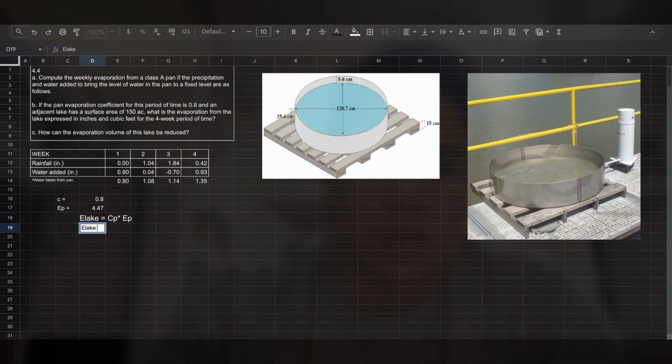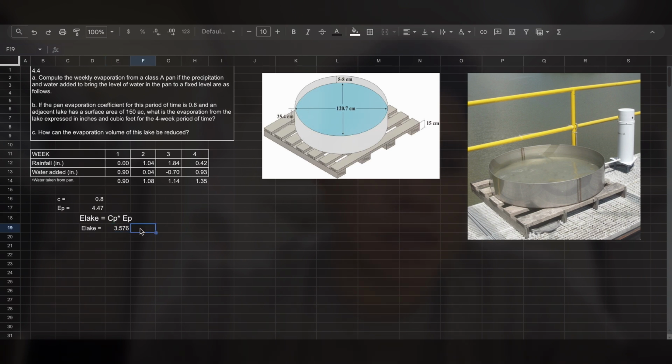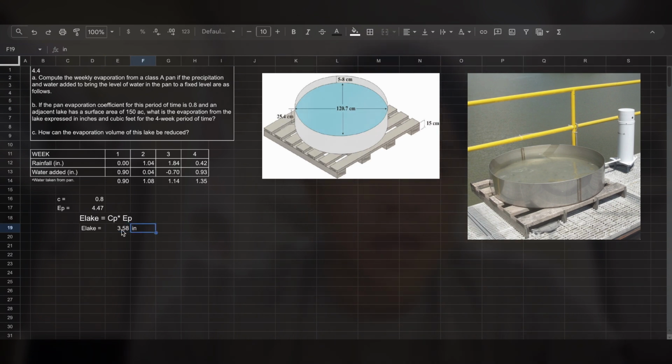So the evaporation of the lake is going to be equal to the coefficient times the total evaporation. So according to this Class A pen, we had 3.576 inches of evaporation in the lake. So let's round this to 3.58 inches. So that's in inches.